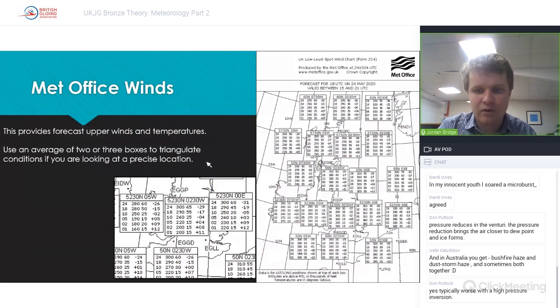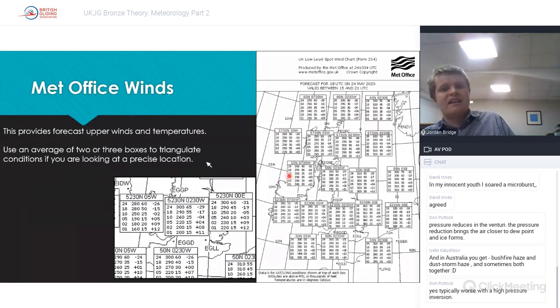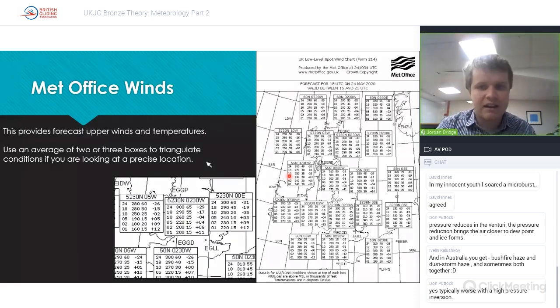They do have the 214 as well. The 214 will show wind, upper winds and temperatures for the UK. Both of these charts, by the way, have European counterparts. Just because of Brexit doesn't mean we've stopped doing that. The Met Office don't care about that too much. But these will provide upper winds and temperatures.